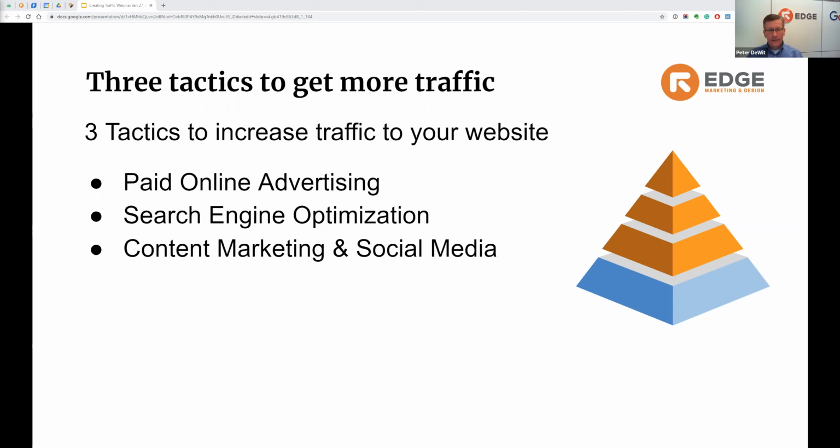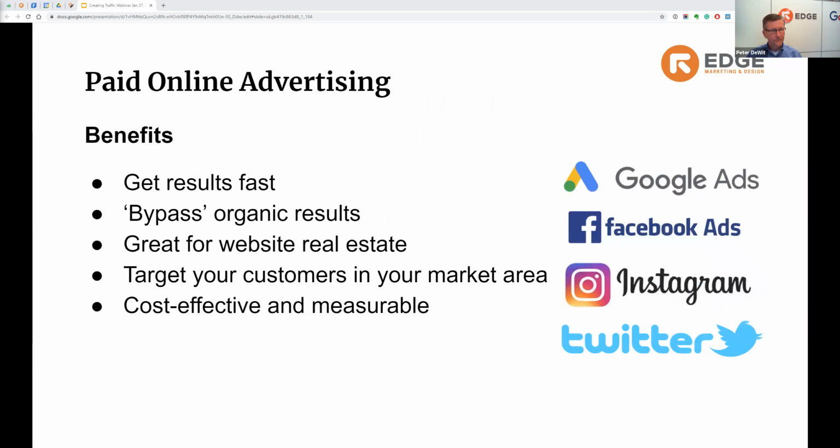So with that, I'm just going to go to the next slide here, and then Robert, do you want to take it over from here for your portion? Absolutely. Thanks, Peter, for the introduction. What I wanted to talk to everybody about today is paid online advertising and some of the benefits it can bring when you are trying to drive traffic to the website, because that's the whole focal point of this webinar.